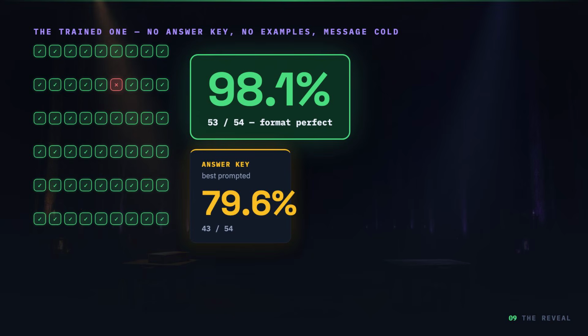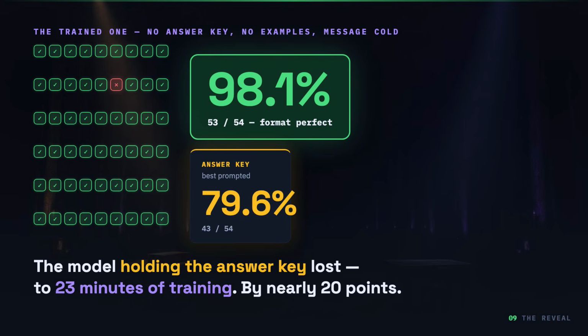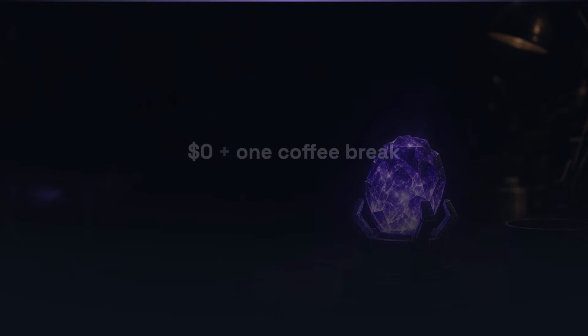In my test, training beat the best prompt I could write by nearly 20 points. That's the secret the AI industry doesn't put on billboards. For a repetitive job, a small model trained on your task beats the same model prompted at your task. That result cost me $0 and one coffee break.